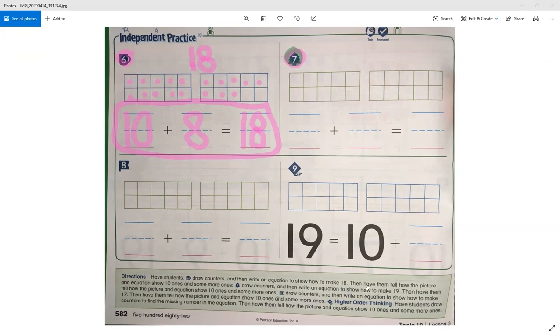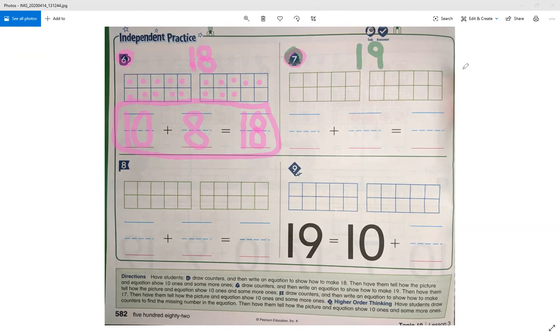All right, so number 7, you're going to draw these counters just like we did in number 6, and then you're going to write your very own equation to show 19. We're going to make the number 19. So I'll write that right here for you. You have to make the number 19.